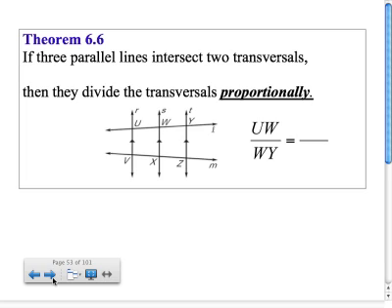Theorem 6.6, again, you won't have to memorize this, but you'll have to be able to use it. If you have 3 parallel lines cut by 2 transversals, then they divide the transversals proportionally.